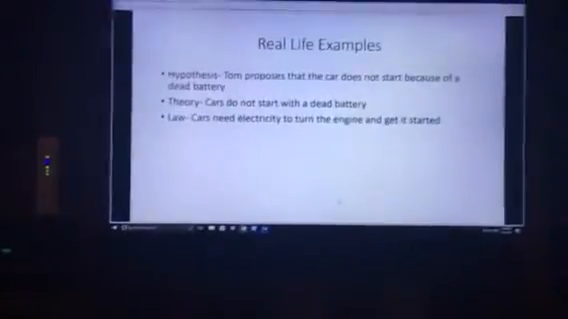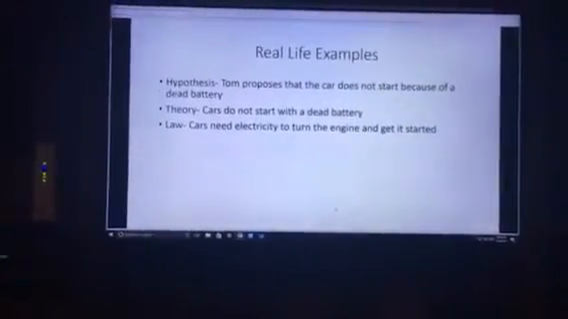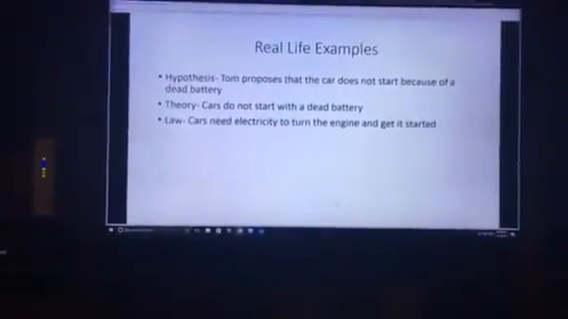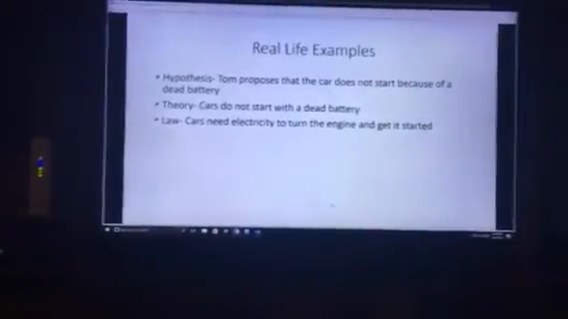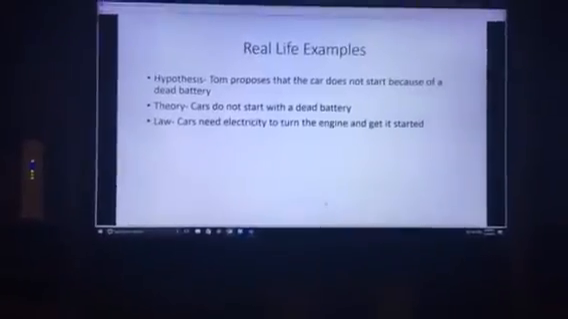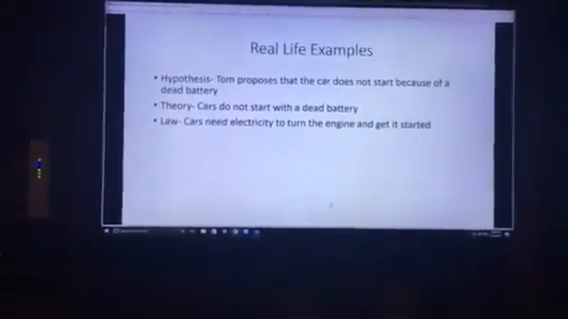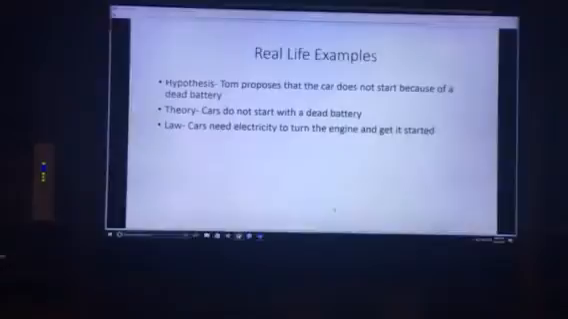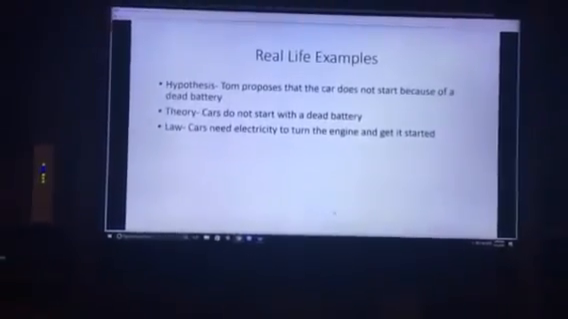Now, real-life examples. Hypothesis. In Tom's case, he proposed that the car does not start because of a dead battery. A theory of this would be that cars do not start with a dead battery. Now, a law would say that cars need electricity to turn the engine and get it started before it can run.